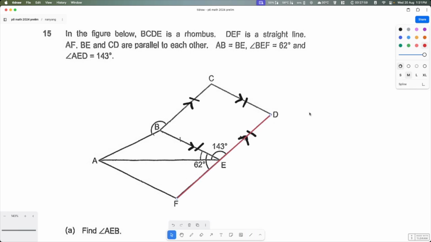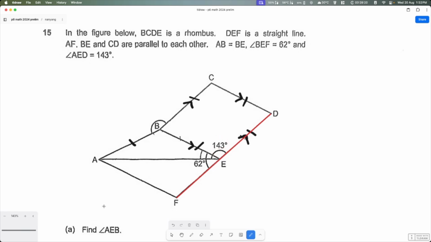Then after that, AB is equal to BE, which I'm just going to write like this. And then BEF is 62 degrees, and AED is 140, which is this one over here. All right, so now we want to find AEB, so A, E, and B.